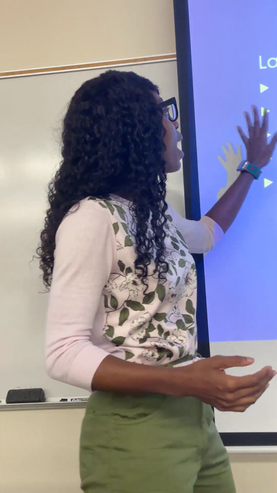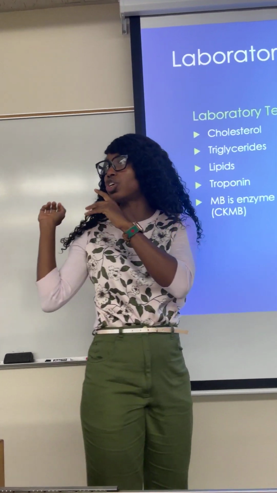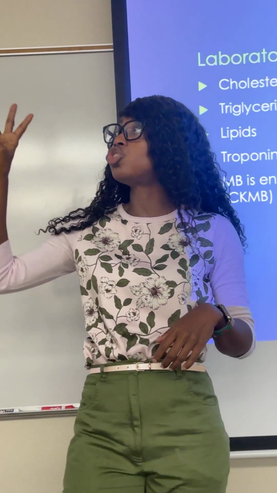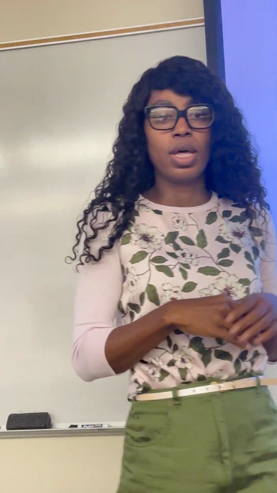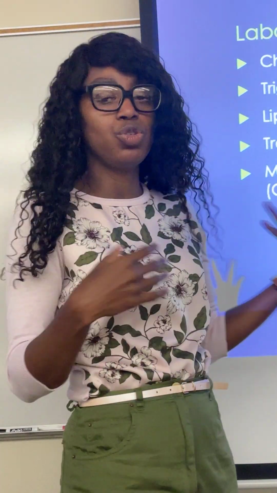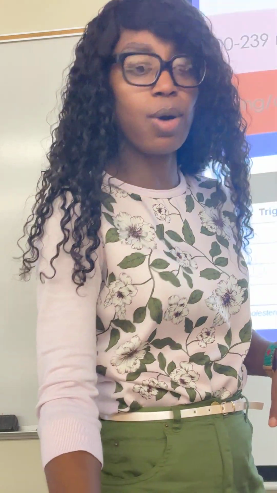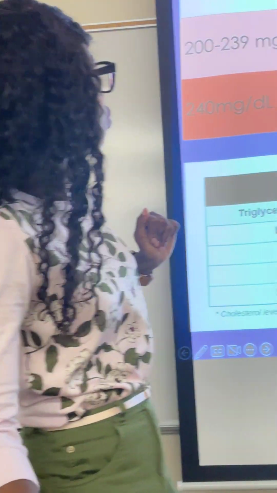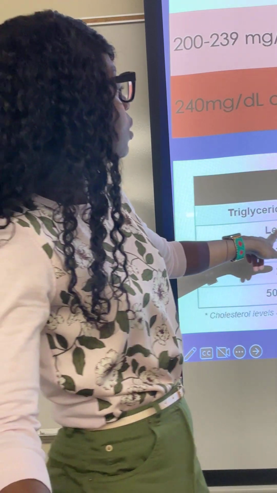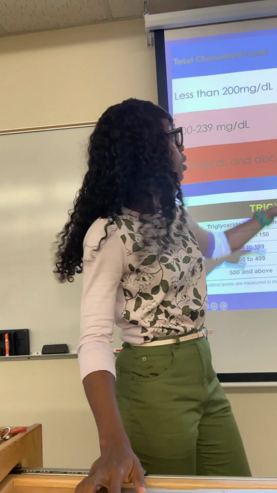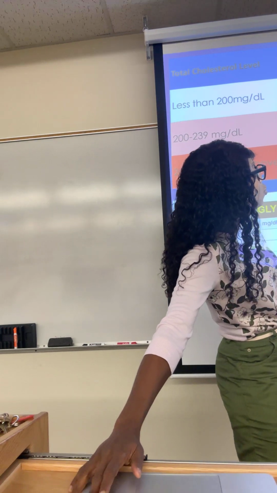So we have the laboratory test, cholesterol. What should your cholesterol be? No higher than 200, right? Once your cholesterol is higher than 200, that proves to be a problem. Triglycerides, I actually have a chart that comes next that tells you how high everything should be. So triglycerides, less than 150 is what's normal. Cholesterol, less than 200 is normal.